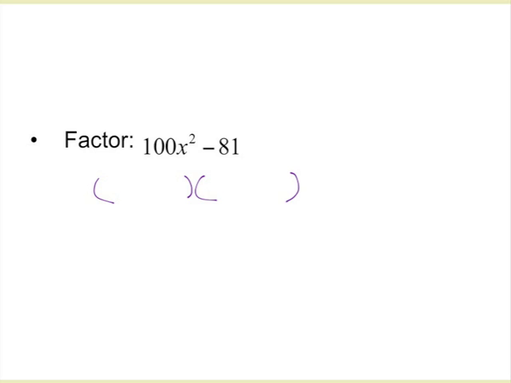So we're going to set up our 2 sets of parentheses. What times itself would be 100x squared? 10x. What times itself would be 81? We do a plus and a minus. That's it. That's it for our first special form.